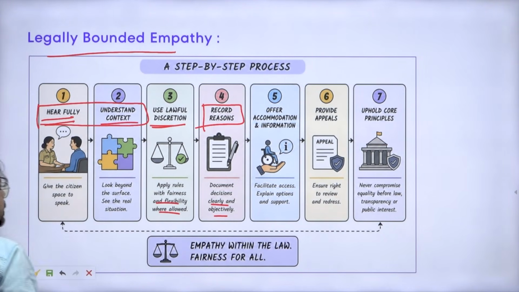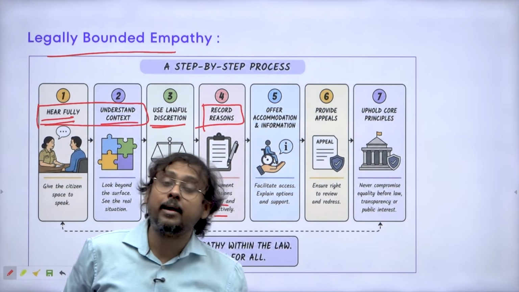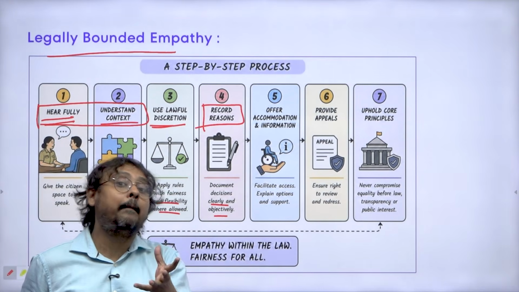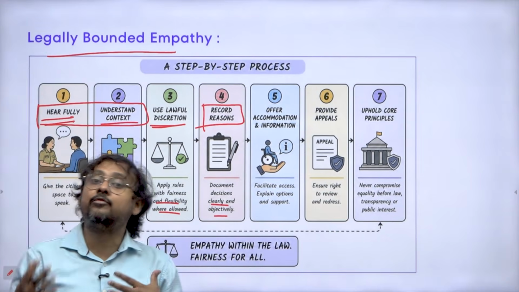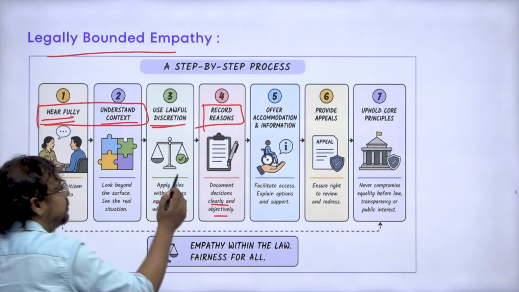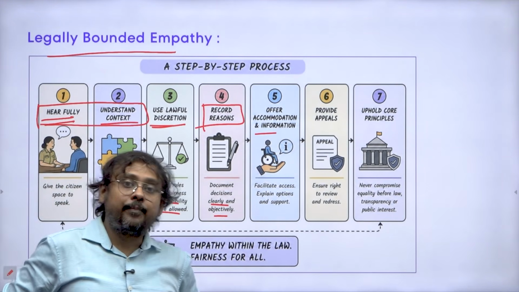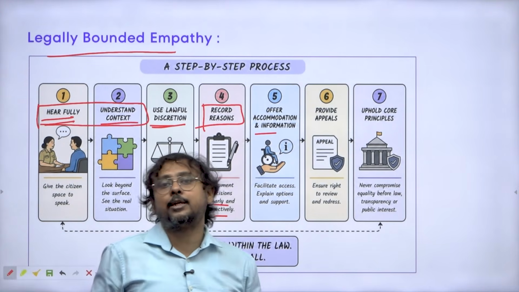Then comes very important. Now these steps of 5, 6, 7 look utopic, but this makes your administration empathetic, and the final goal is to improve trust in the administration. The 5th step is offer accommodation and information. You give them options. Look, these are the options that you have.